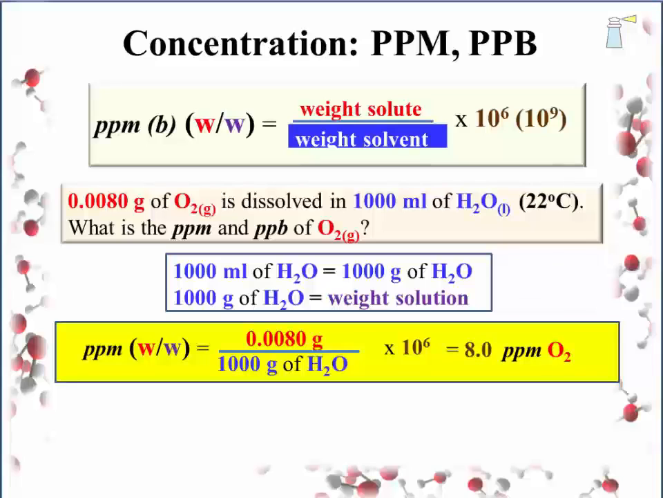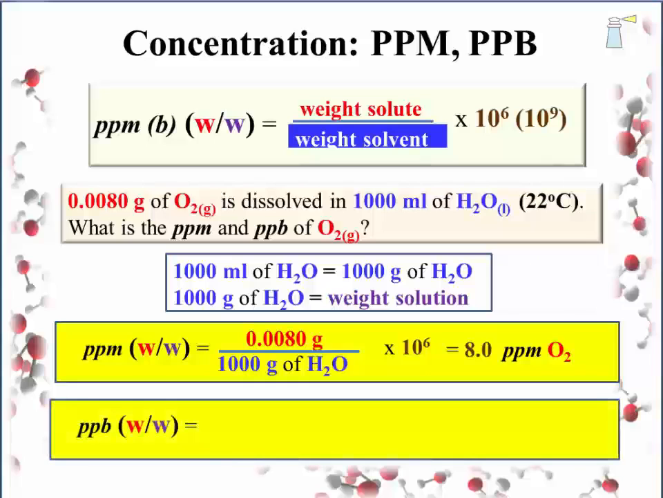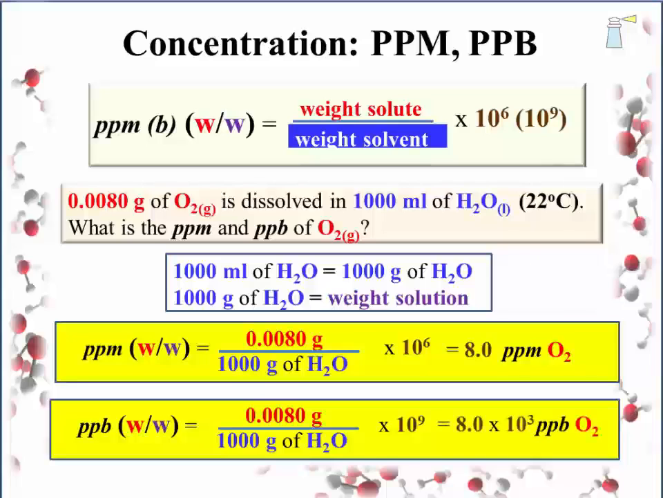The scale is an appropriate one because the numerical value is in a comfortable range. Contrast that with the parts per billion. It has the same ratio, but is multiplied by a larger number, 1,000,000,000. It yields a value of 8.0 times 10 to the 3 ppb oxygen. Given the two, which one would you rather deal with?